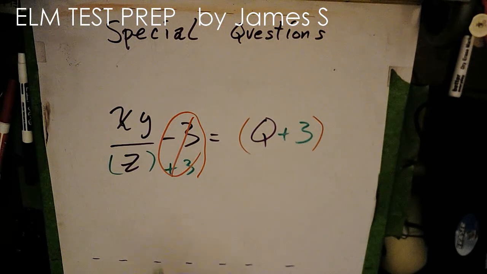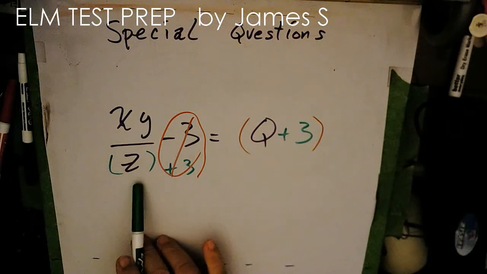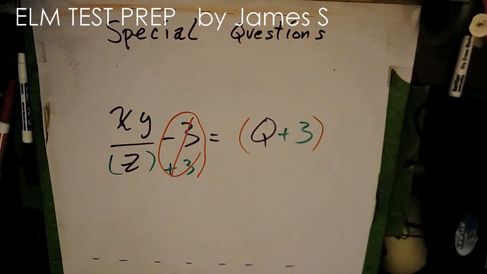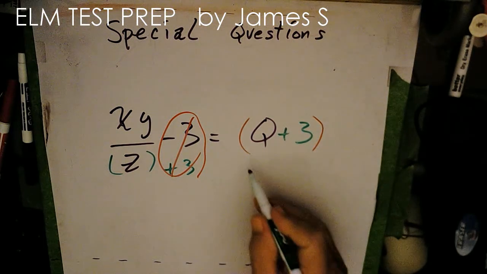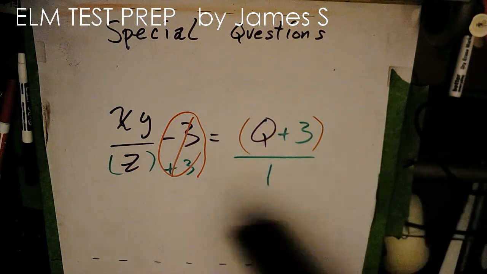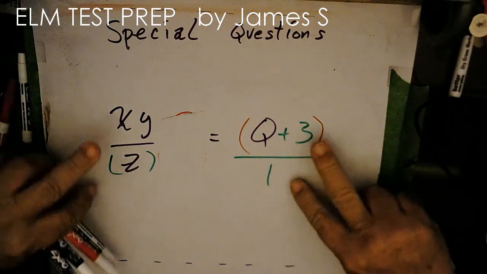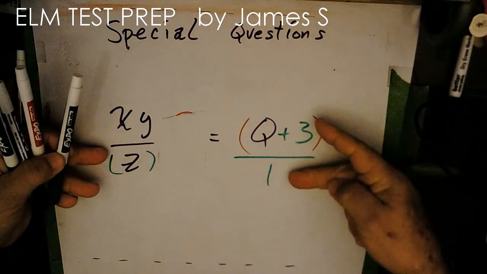Well, I've got a z on the bottom here, and I really want it by itself on this side, but I want it on top. So here's one quick way to do this. Let's put this over 1 because we can do that. I'm going to just take this out of my way, give myself some visual room here. I'd like to have the z on top because it's just easier to do. So now that I have this over 1, I'm just going to flip both sides.